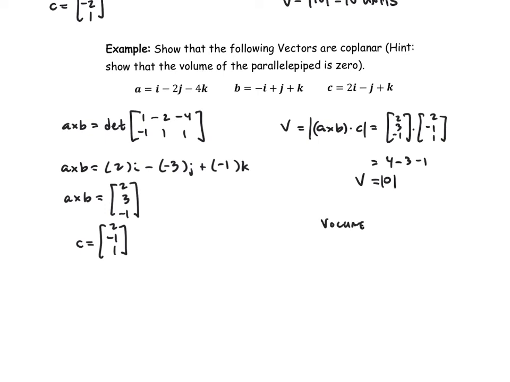So since the volume of the prism is 0, the 3 vectors A, B, and C are coplanar.